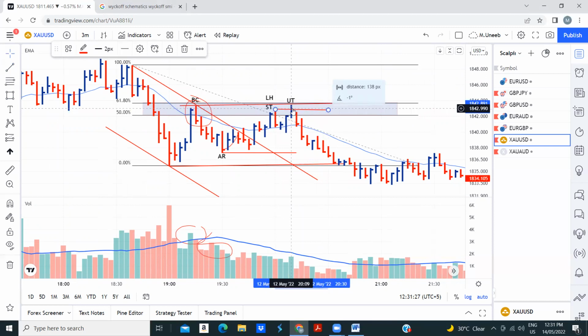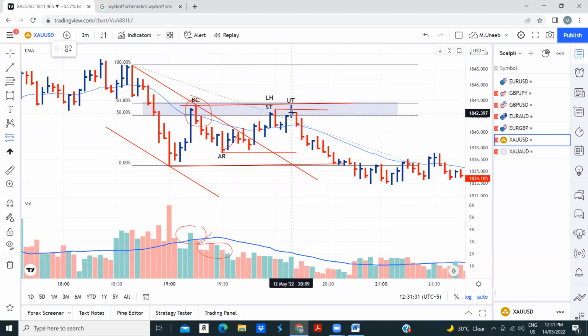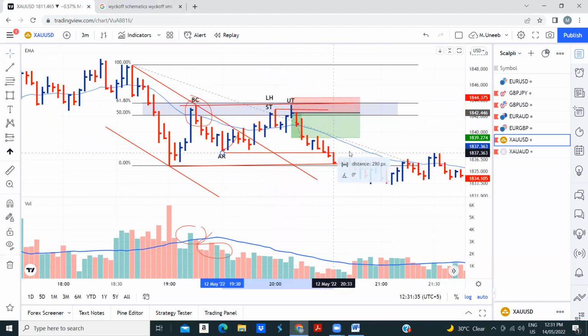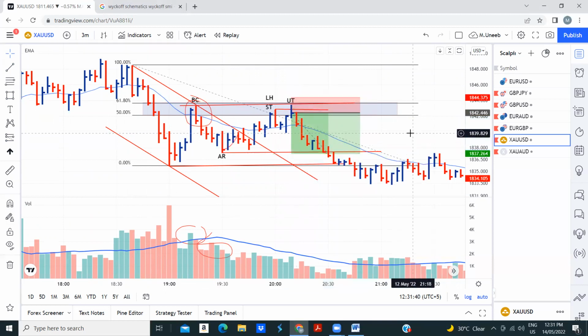If you draw a minor line here, what do we notice? Upthrust. So we know that at least if we go short here, if I go short here, what I will do, I will take my trade like this. I will at least exit my trade at this point. Got it?